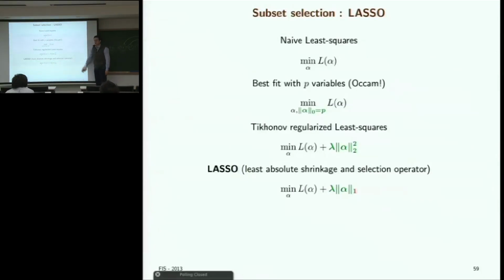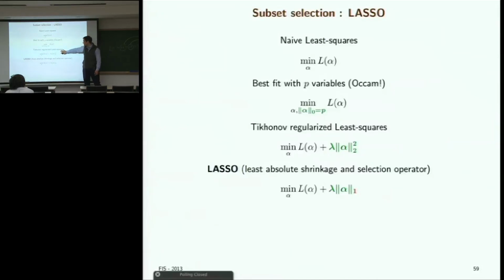So let me just introduce lasso this way. The naive least squares is just the minimum of L of alpha. L is your least squares criterion. The best fit with p variables, the idea of Occam's razor, is the minimum of L over alphas which only have a support of p non-zero variables. This is very hard. You have to trust me on this. I didn't prove anything. But this is very difficult to compute. You actually have to compute all possible combinations to be sure that you reach the minimum.